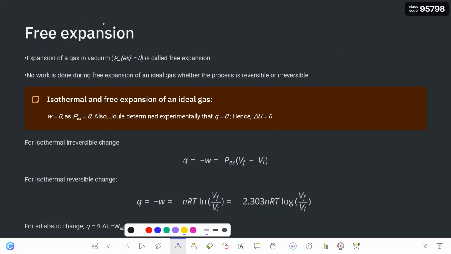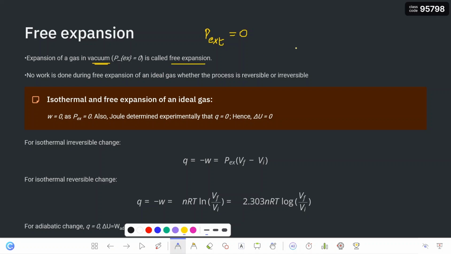Now we will discuss free expansion. Free expansion means the expansion of gas into vacuum. Vacuum in the sense there won't be any external pressure, which implies that P external will be equal to 0. Such a condition is called vacuum. So the expansion of gas in vacuum is called free expansion.